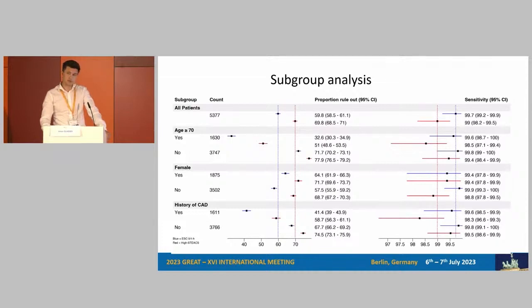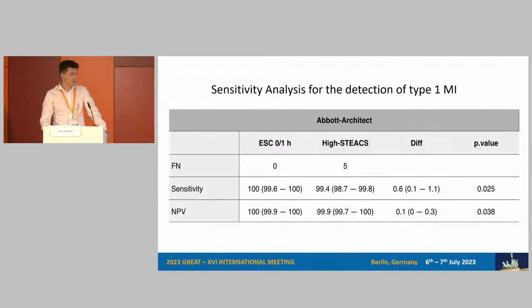When we look at the sensitivity, we see that both pathways perform very well for all investigated subgroups. Now I come to the sensitivity analysis for type 1 and STEMI only. As you can see, the ESC pathway missed not a single patient, so all the 3 patients that were missed were type 2 MIs, and the high stakes pathway missed 5 patients. The difference in sensitivity remains significant.